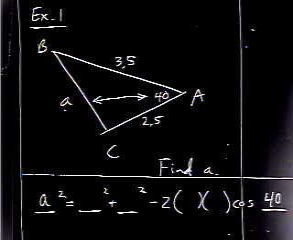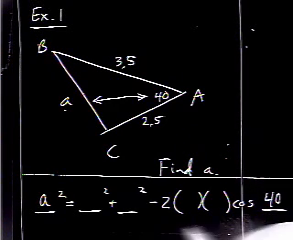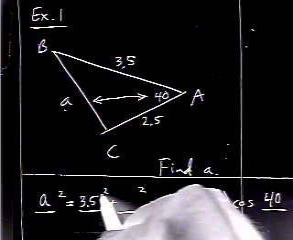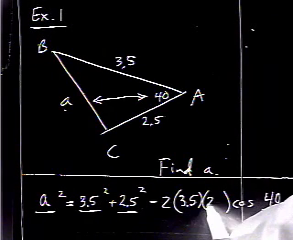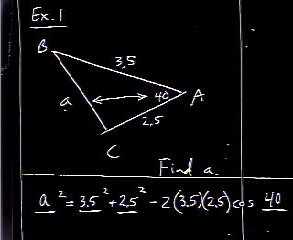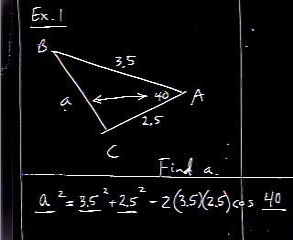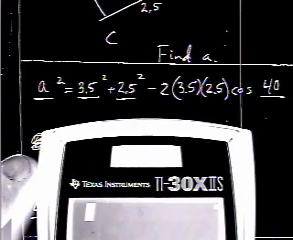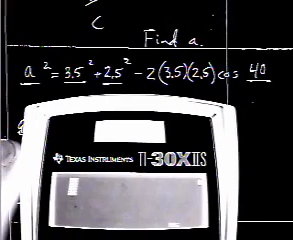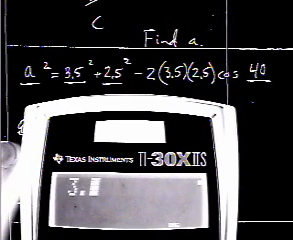Then I can fill in the other two sides. It does not matter which one you put where, as long as you have a 3.5 and a 2.5 and a 3.5 and a 2.5. All right, so now we're going to use our calculator here to do the rest of the work.